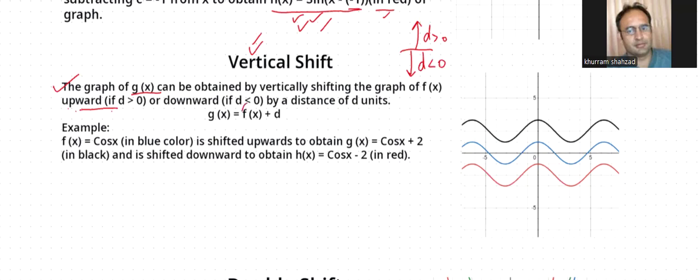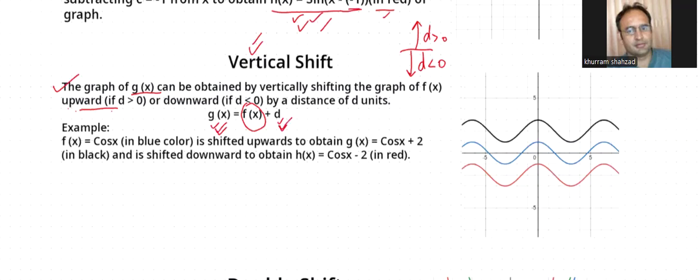So this is the function f of x. If we add some number d, then the new function will be g of x. This d may be positive or also negative. If d is a positive number, then this graph will be shifted upwards. If this d is negative, then this graph g of x will be shifted downwards.